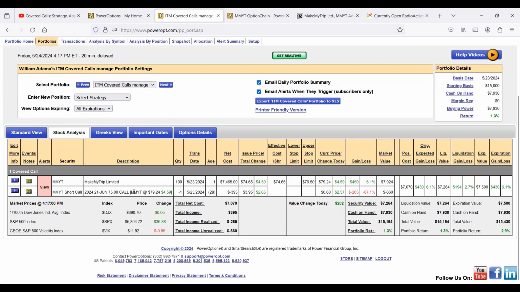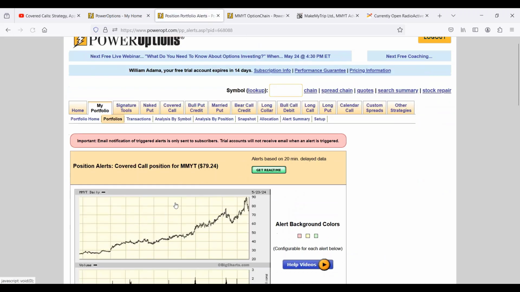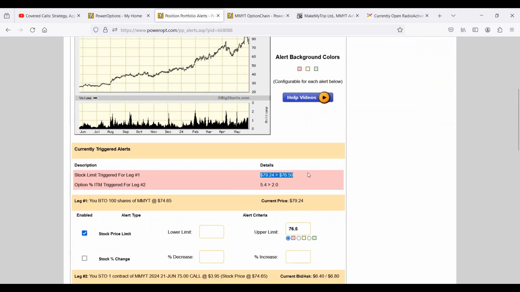And now we see that an alert's been triggered. Well, we know one alert's been triggered. The stock's above 76.50. So when I go into my portfolio, I have my 10, 12, 15 positions open. I can immediately see if any of the alerts have been hit. Which alert was hit? I'll go into view. Yep, the stock is above 76.50, and I'm now 5.4% in the money, and I wanted to be notified when I was just 2% in the money.